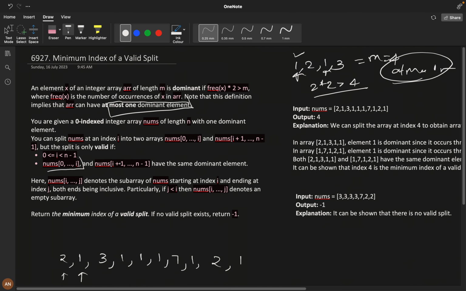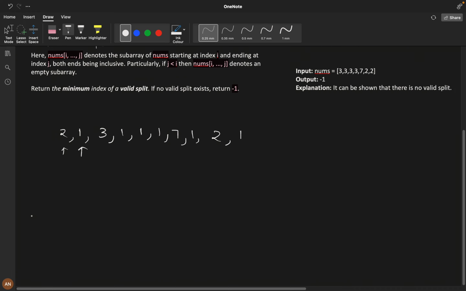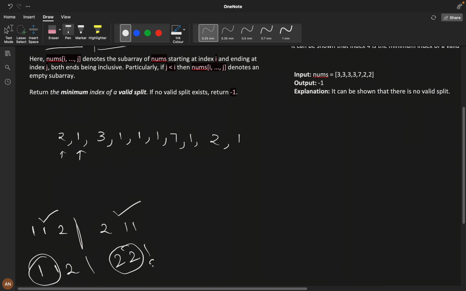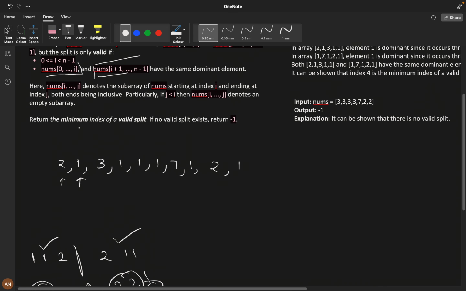But the split is only valid if, from 0 to I and I plus 1 to n minus 1, the dominant element should be the same. Suppose if you take like this 1, 1, 2 and 2, 1, 1. Now this split can occur because the dominant element over here is 1 and here also it is 1. Suppose if you take like this 1, 1, 2 and 2, 2, 1. Here the dominant element is 1 but here the dominant element is 2. We can't split over here.